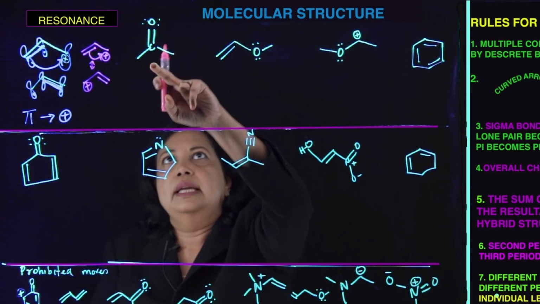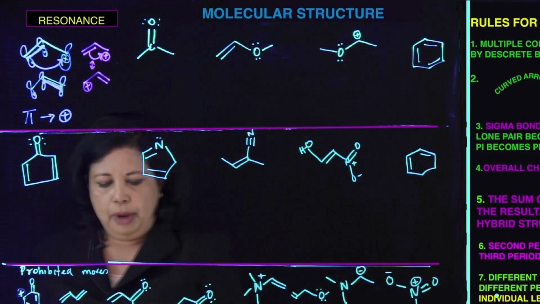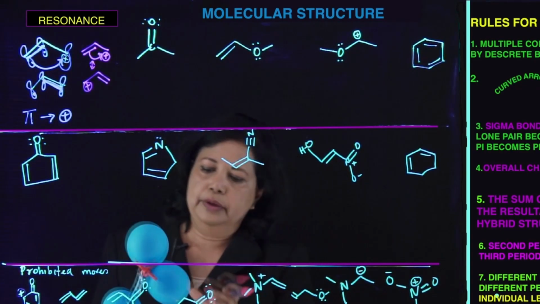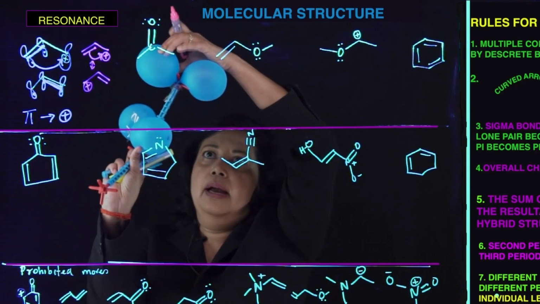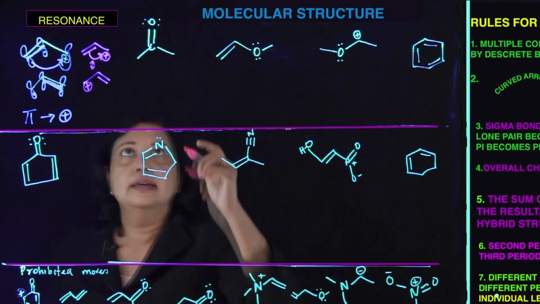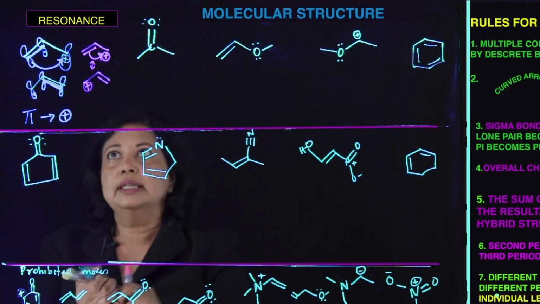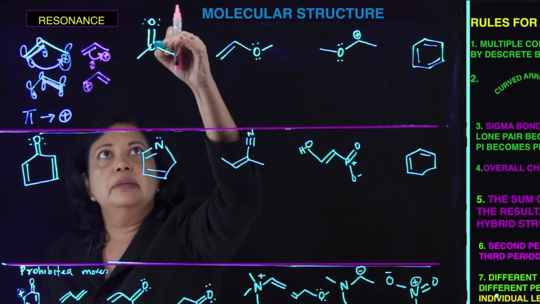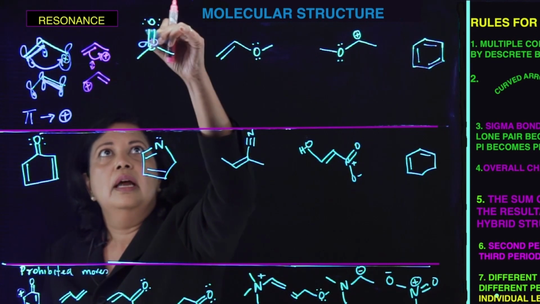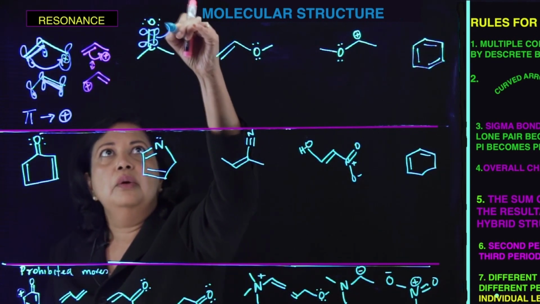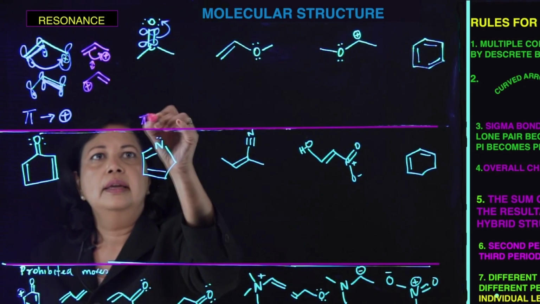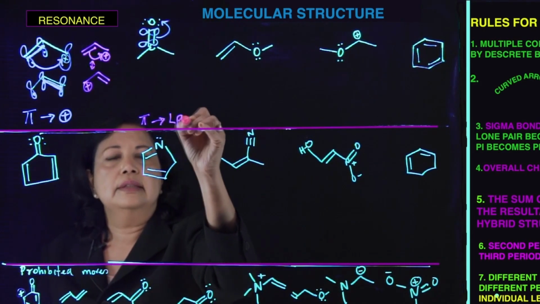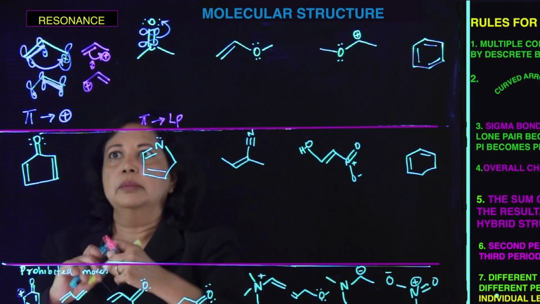Here's another one. We have here a pi. And you have a lone pair. Okay, here's your pi. So the pi can go on top there. So here you can take this electron here, the pi electron here, and it can become a lone pair. So this is pi to lone pair. That's another very, very common trend.